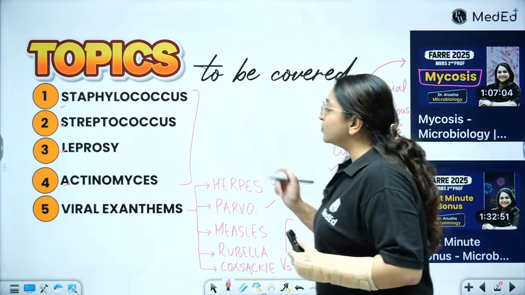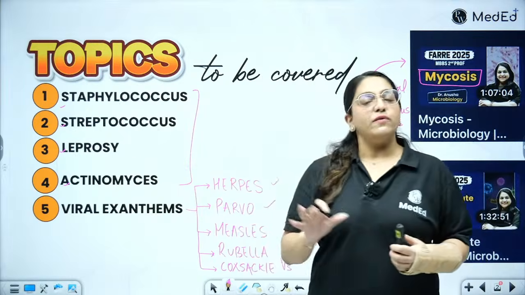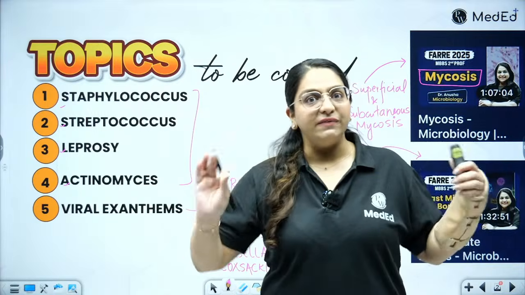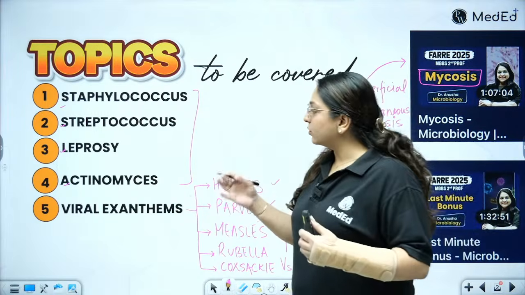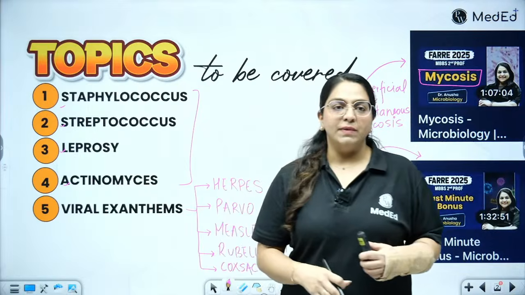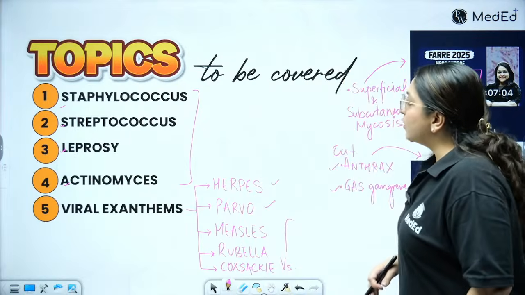Okay. So we're going to start with the bacteria. Of course, we're going to start with the OG Staphylococcus. Then we will go on to Streptococcus, then Leprosy, and then Actinomyces finally. All right. So Staphylococcus, we're going to begin.